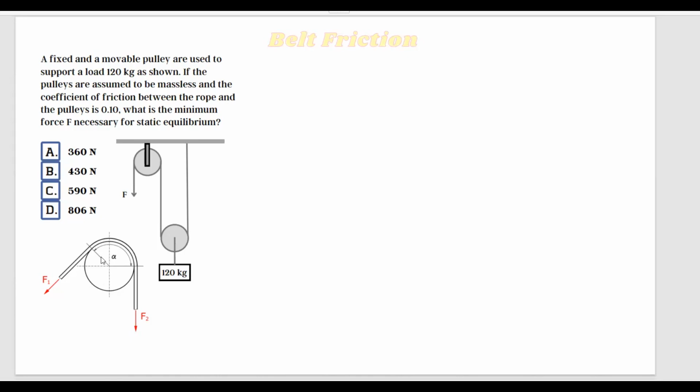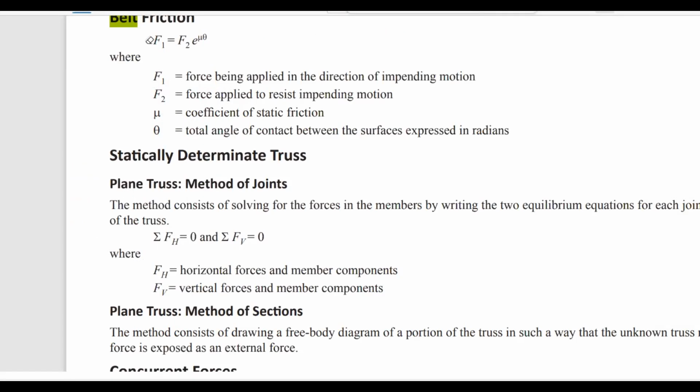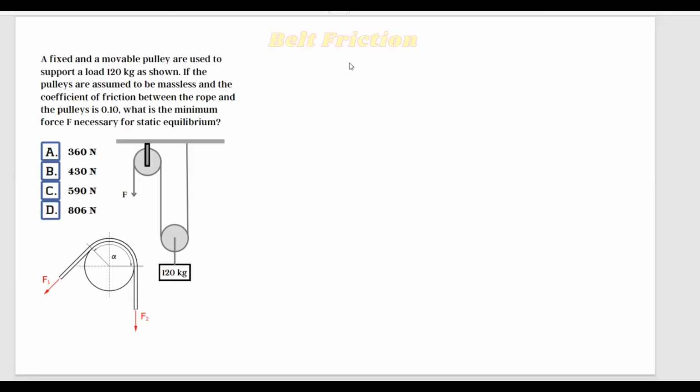All right, so that being said, I think we're ready to go ahead and write this formula down in our problem here. So I'm going to do that. F1 equals F2 multiplied by e to the power mu multiplied by theta. So let's adapt this formula to our situation.